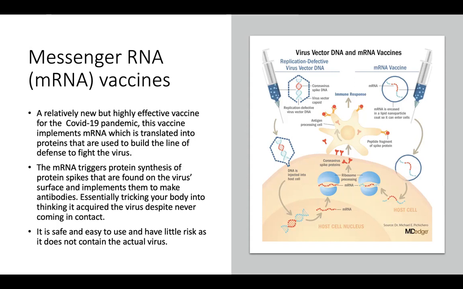And this vaccine implements mRNA, which is translated into proteins that are used to build the line of defense to fight the virus. The mRNA triggers protein synthesis of protein spikes that are found on the virus surface, and they implement them to make antibodies, essentially tricking your body into thinking that it's acquired the virus despite never coming in contact. It is safe and easy to use and has little risk as it does not contain the actual virus.